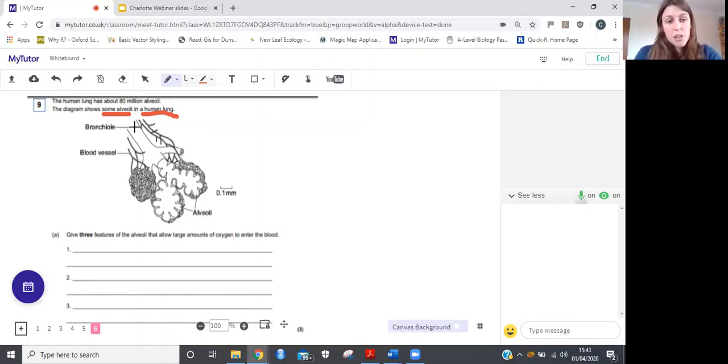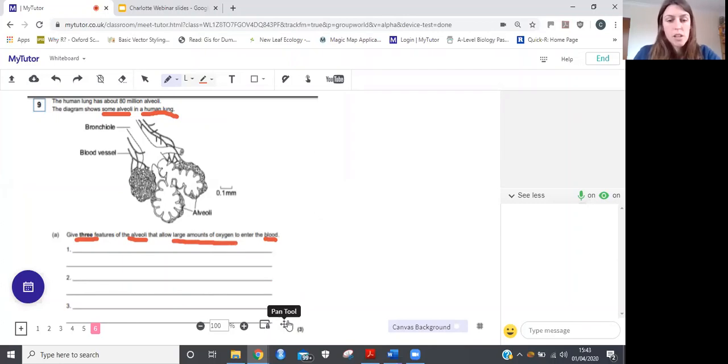We can see the bronchiole here within the lung, moving into the alveoli themselves at the end, and they've also labelled these blood vessels that are covering the alveoli. We also have a scale bar here, 0.1 millimetres, so we know that we're working at a very small scale here. And then we can move on to the question itself. So it says, give 3 features of the alveoli that allow large amounts of oxygen to enter the blood.